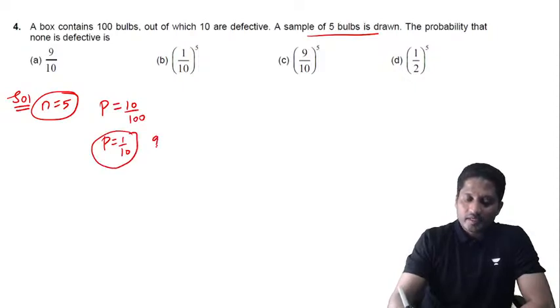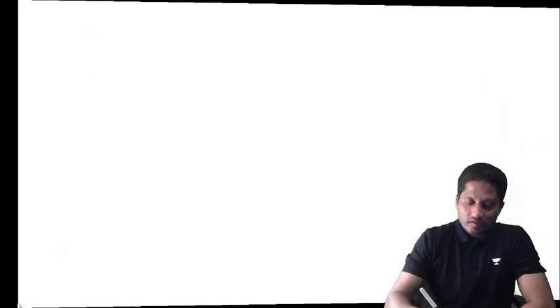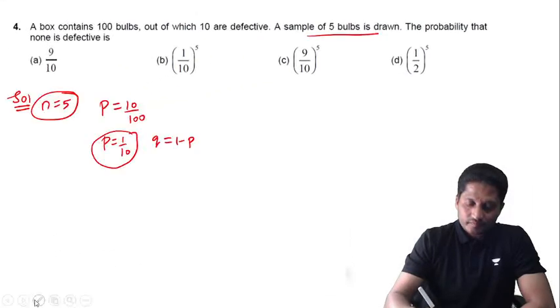P is equal to 1 by 10, Q is equal to 1 minus P. Q is equal to 1 minus 1 by 10. So Q is equal to 9 by 10.